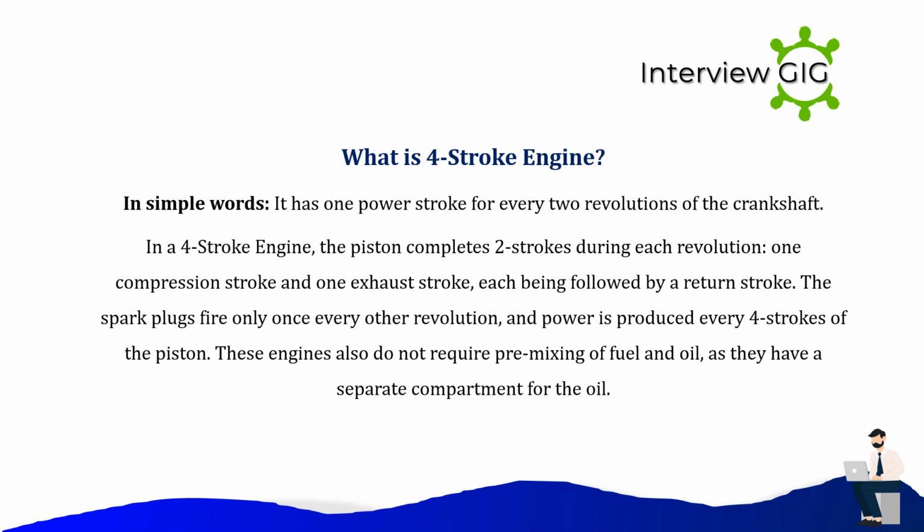What is a 4-stroke engine? In simple words, it has one power stroke for every 2 revolutions of the crankshaft. In a 4-stroke engine, the piston completes 2 strokes during each revolution, one compression stroke and one exhaust stroke, each being followed by a return stroke. The spark plugs fire only once every other revolution, and power is produced every 4 strokes of the piston.